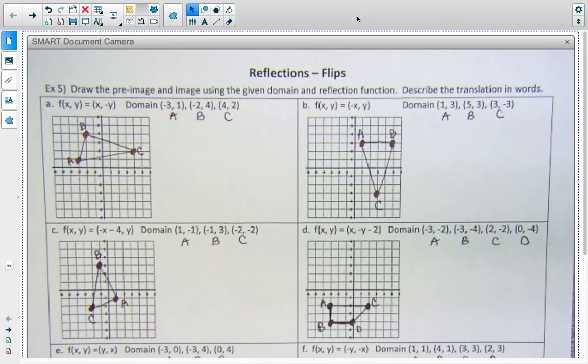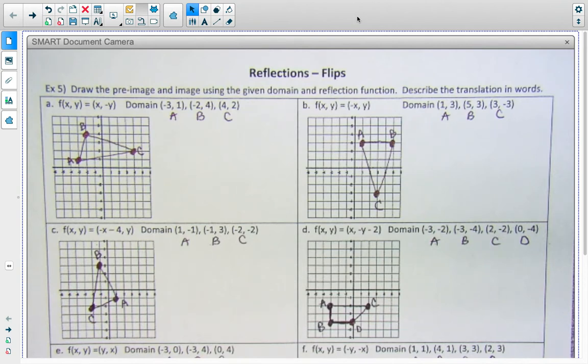Good morning. Today we're going to take a look at reflections, which are also called flips. So yesterday we did slides and translations, talked about what moved it up, down, left, and right. Today we're going to take a look at how do we make it flip over a line or flip diagonally. So how do we do that, and then what kind of rules can we come up with? So off we go.